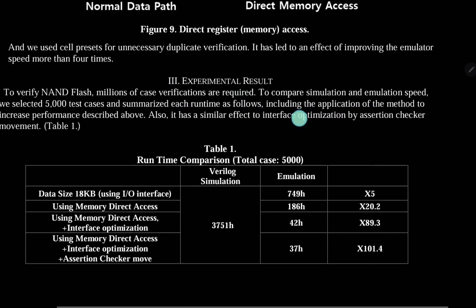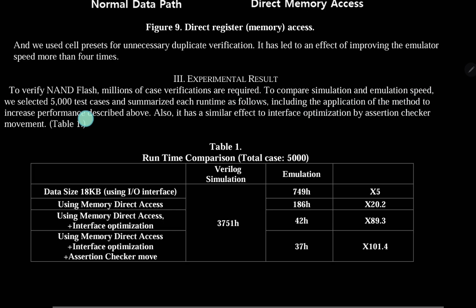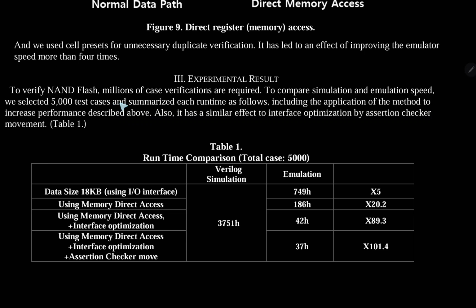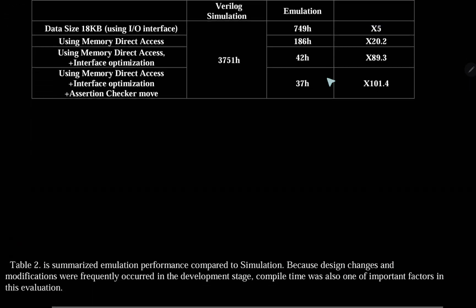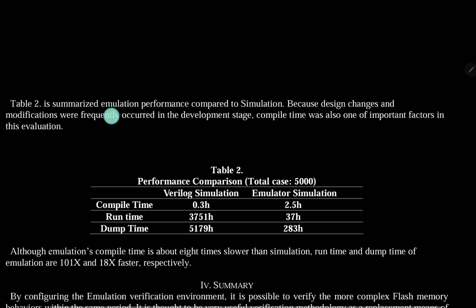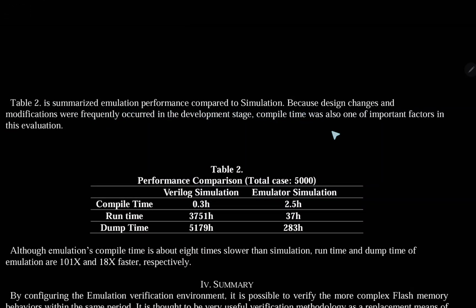3. Experimental result. To verify NAND Flash, millions of case verifications are required. To compare simulation and emulation speed, we selected 5,000 test cases and summarized each runtime as follows, including the application of the methods to increase performance described above. Also, it has a similar effect to interface optimization by inserting checker movement. Table 1 is the runtime comparison, total cases 5,000. Table 2 just summarizes the emulation performance compared to simulation.